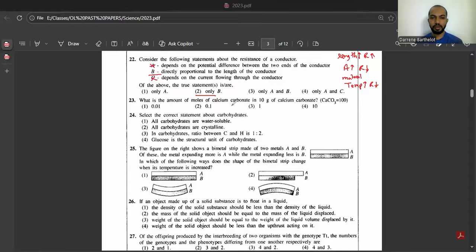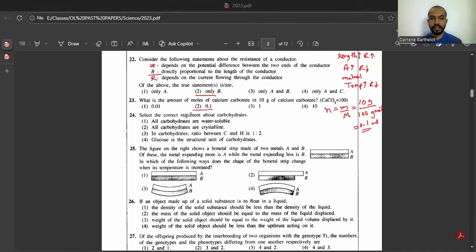23. What is the amount of moles of calcium carbonate present in 10 grams of calcium carbonate? So you can just apply number of moles equals mass over molar mass. Mass, they have given as 10 grams. Molar mass, if you calculate it, or they have already given it as 100. So just divide it by 100. So 10 divided by 100, answer is 0.1 moles. It should be the second answer.